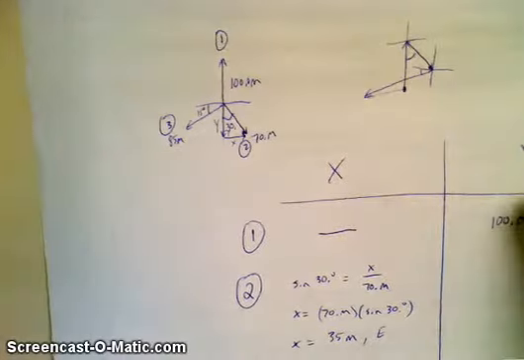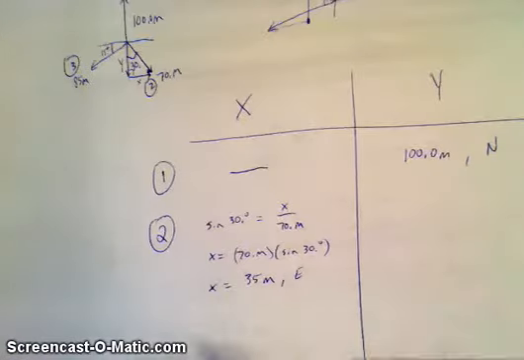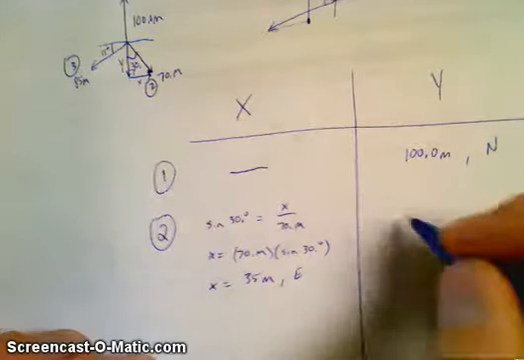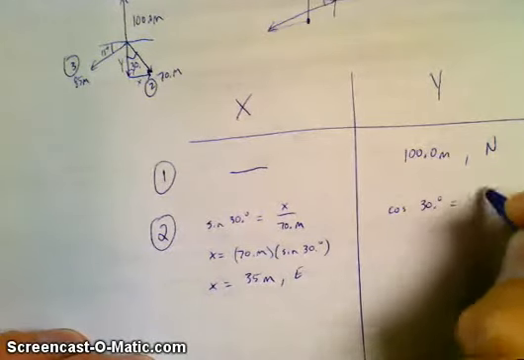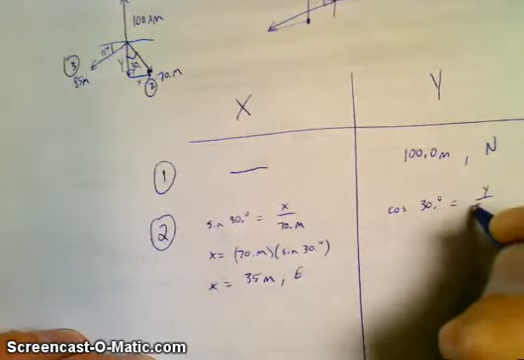The y component is very simple to do. Once you've done the x, the y is cakewalk. This is just now using the cosine of 30. Everything else is the same.